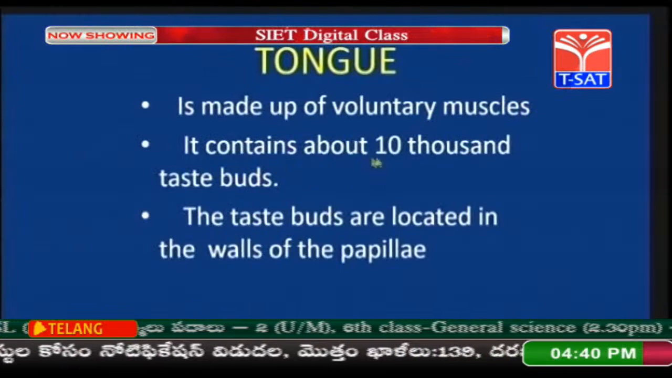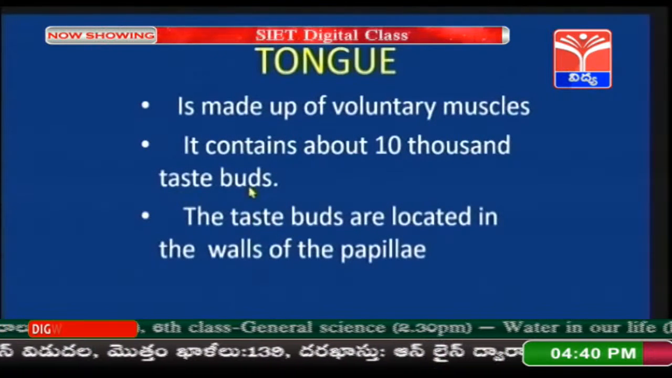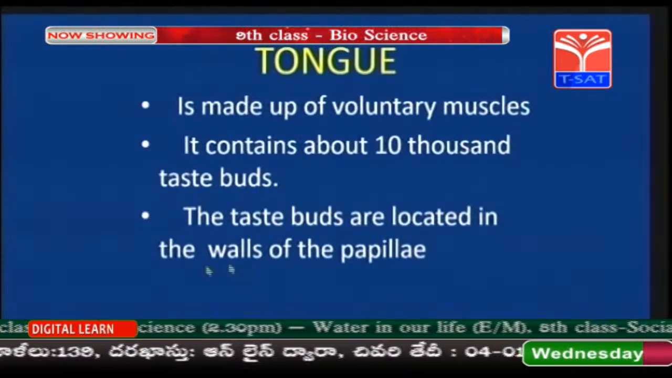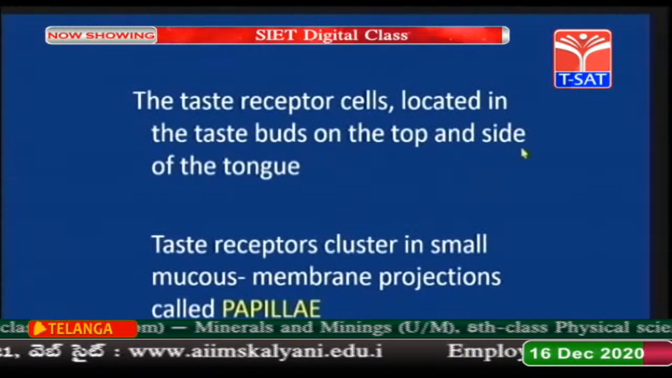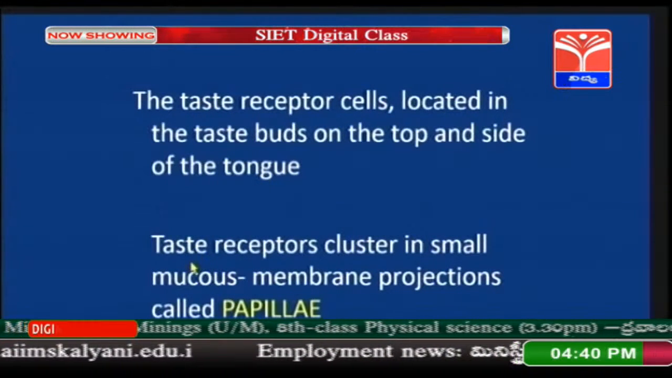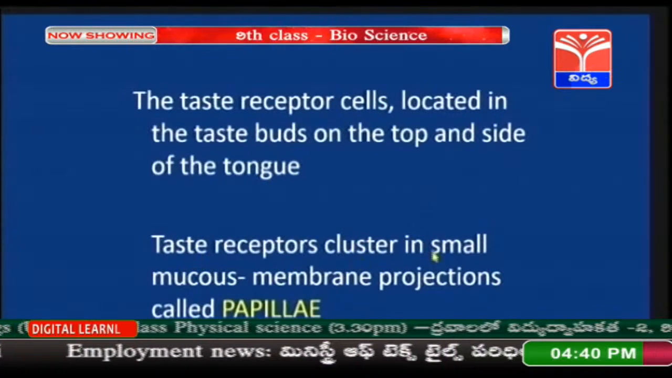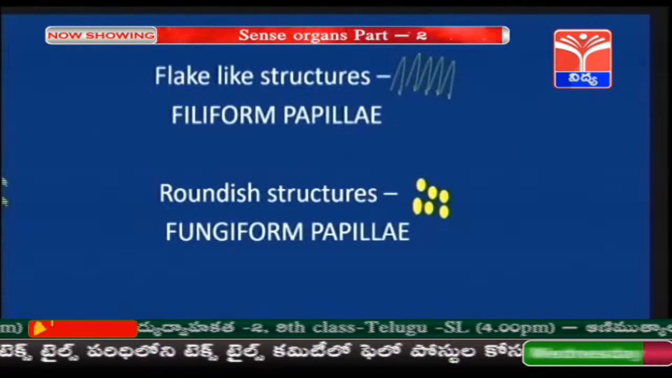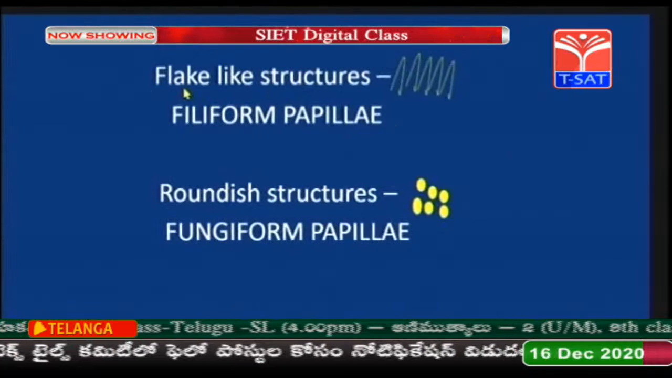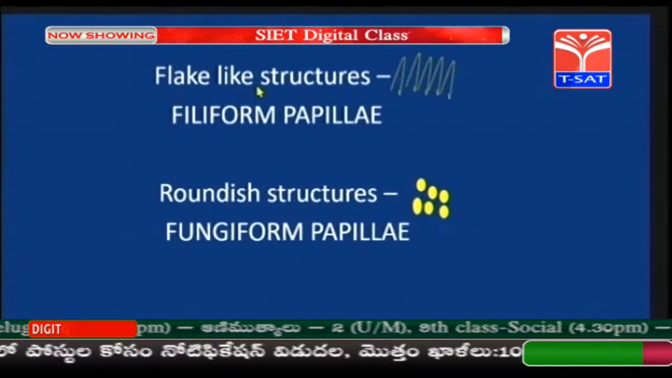It contains about 10,000 taste buds. The taste buds are located in the walls of the papillae. The taste receptor cells are located in the taste buds on the top and the side of the tongue. So, the taste receptors cluster in small mucous membrane projections called papillae. Children, there are 4 types of papillae. Let's see them.